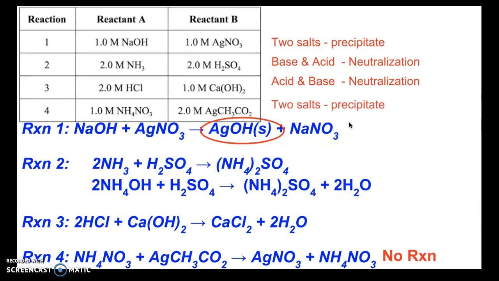The other precipitate reaction has ammonium nitrate and silver acetate. And the products, however, are silver nitrate and ammonium acetate. And the acetate and nitrates are all soluble, so there's no precipitate, no reaction happening there.